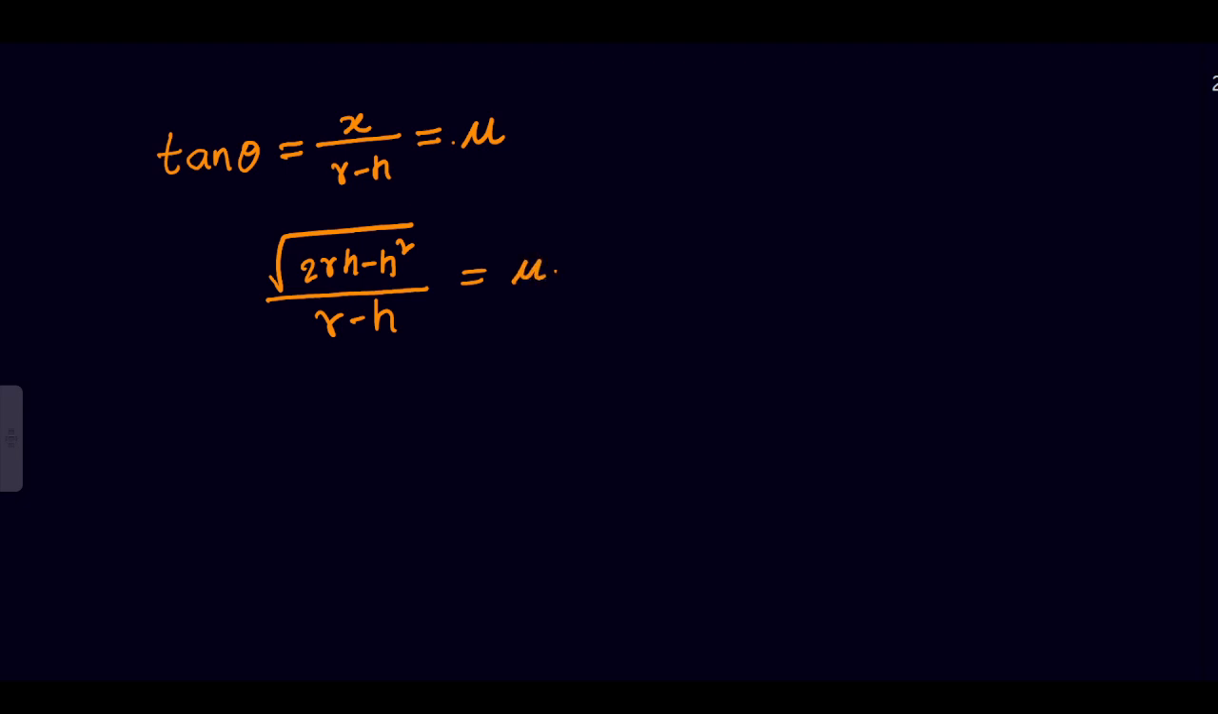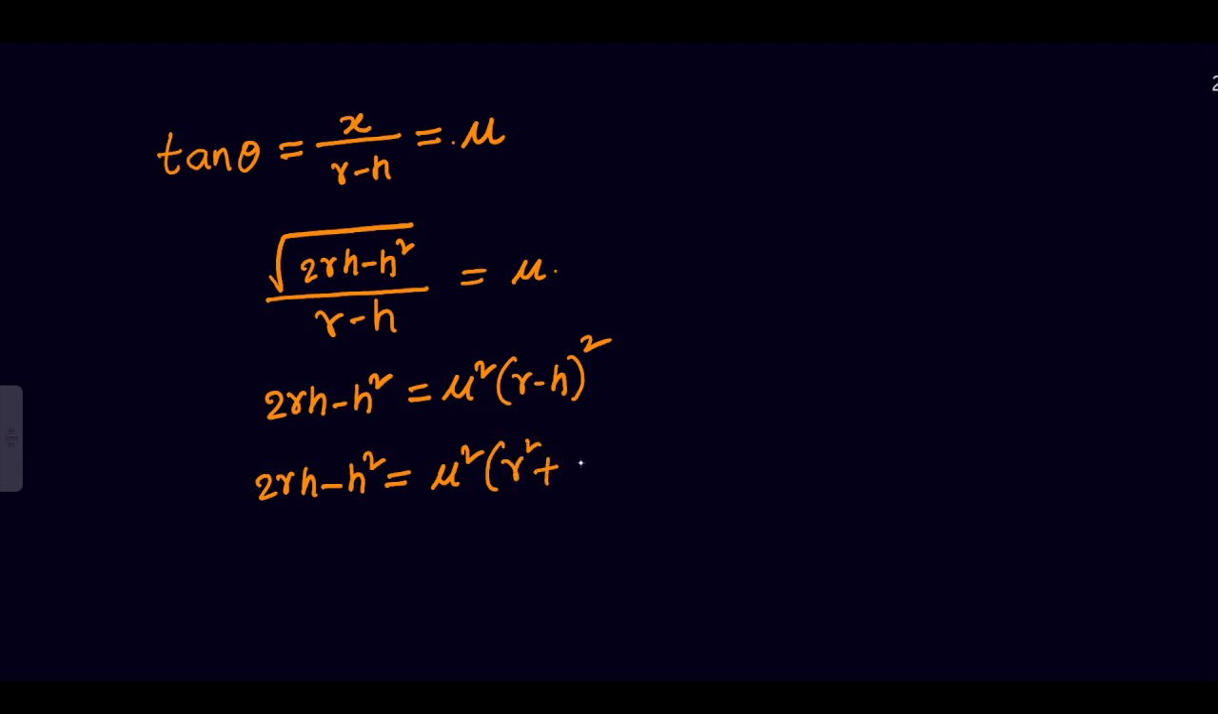Now we need to get the value of h from this. Cross multiply. Squaring on both sides is better. That is 2rh minus h square equal to what? Mu square into r minus h whole square. So squaring on both sides, 2rh minus h square is equal to mu square into r square plus h square minus 2rh.